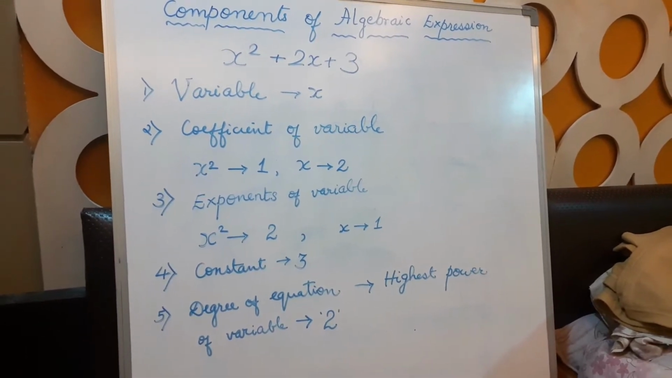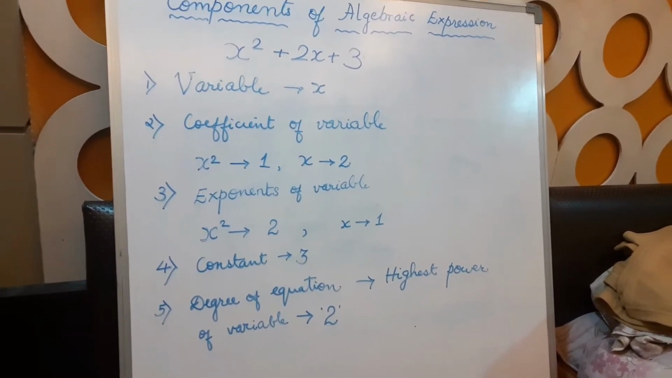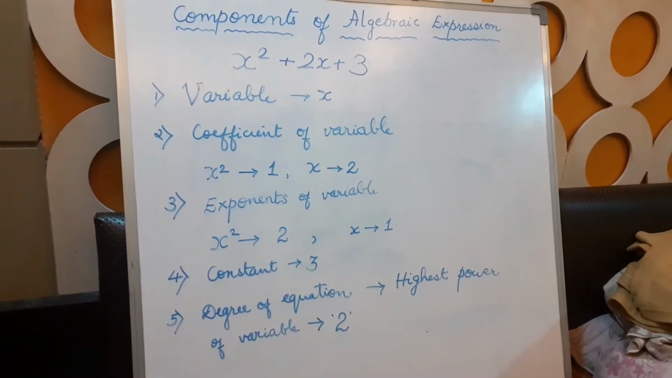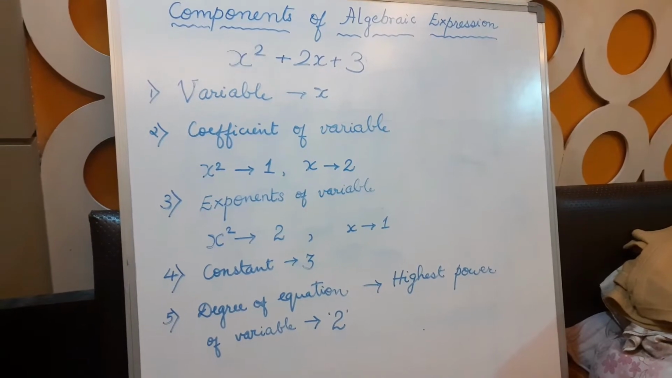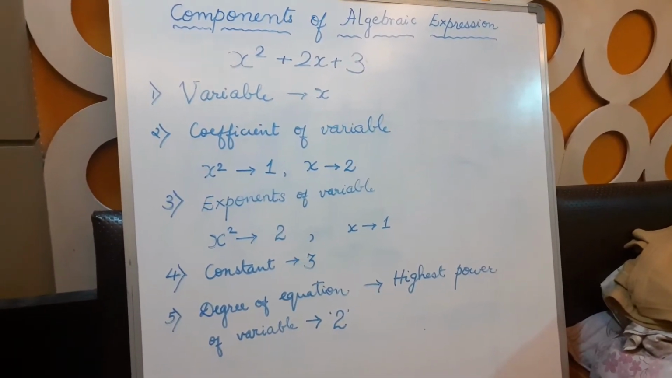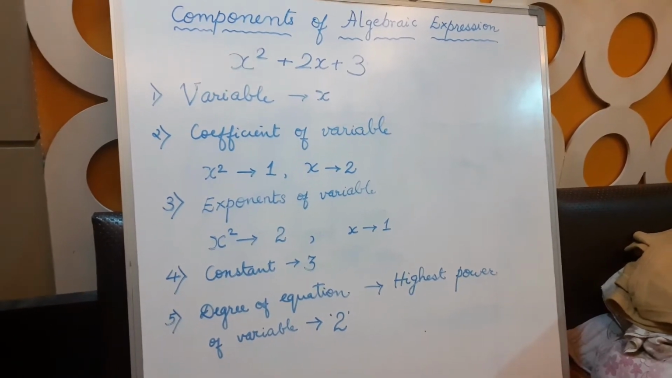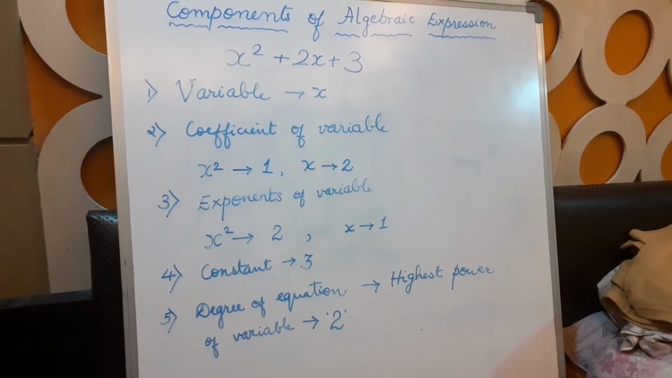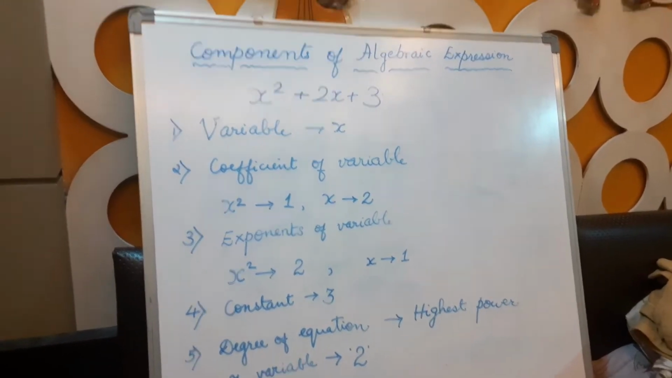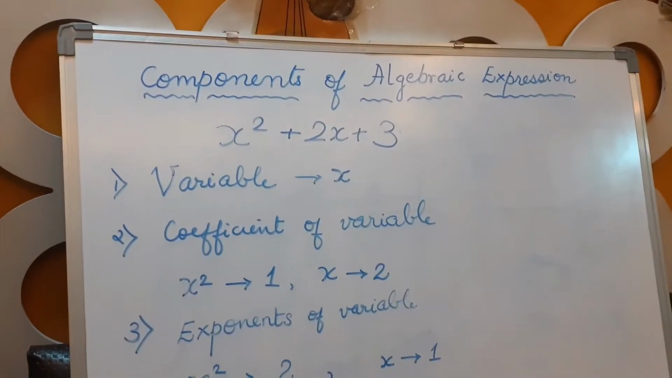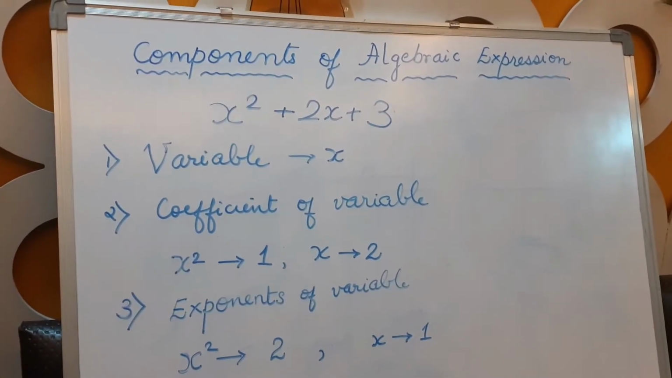I have written components of algebraic expression here because polynomial is actually a type of algebraic expression. So the components of a polynomial and components of algebraic expression are one and the same. Alright. So now we'll try to go through an equation x square plus 2x plus 3. This is an example to make you understand the various components of algebraic expression. So x square plus 2x plus 3.